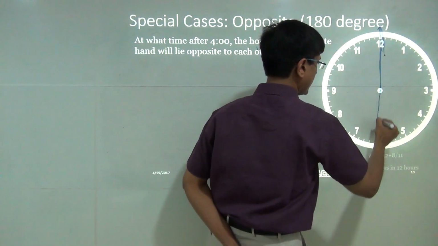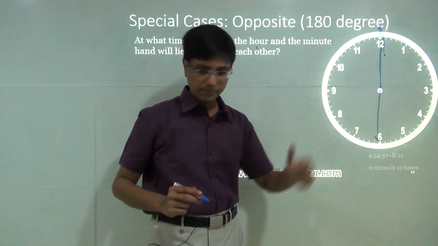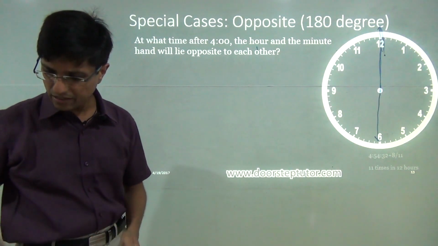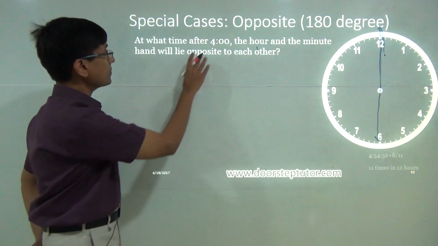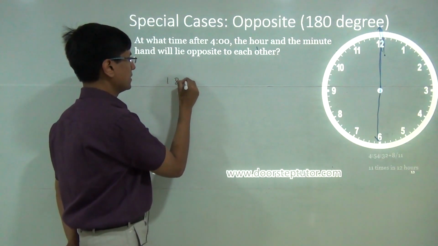6 o'clock, when the hands are opposite each other. This is 180 degrees, right here. So, let's see what happens between 4 o'clock and 5 o'clock when such a configuration would happen.